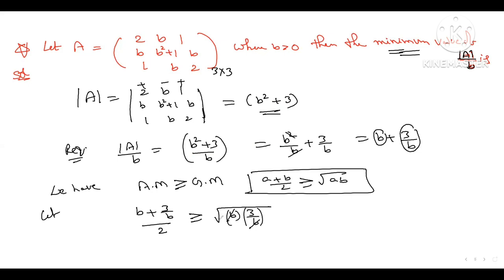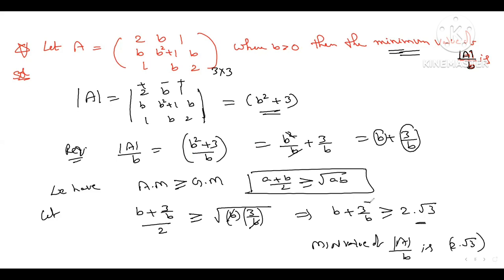Here B is cancelled. Let us do cross multiplication. B plus 3 by B should be greater than or equal to 2 root 3. What is the minimum value here? So the minimum value of delta of A by B is 2 root 3. This B plus 3 by B is nothing but delta of A by B. This minimum value is 2 root 3.